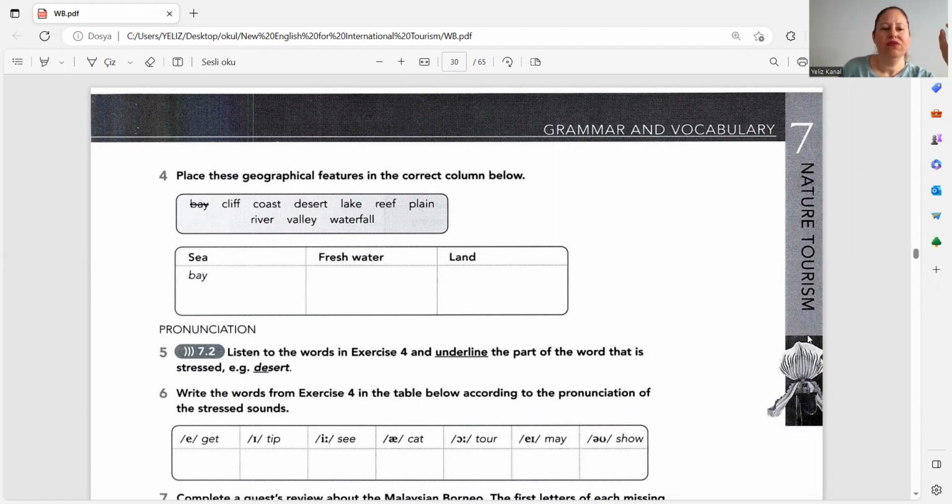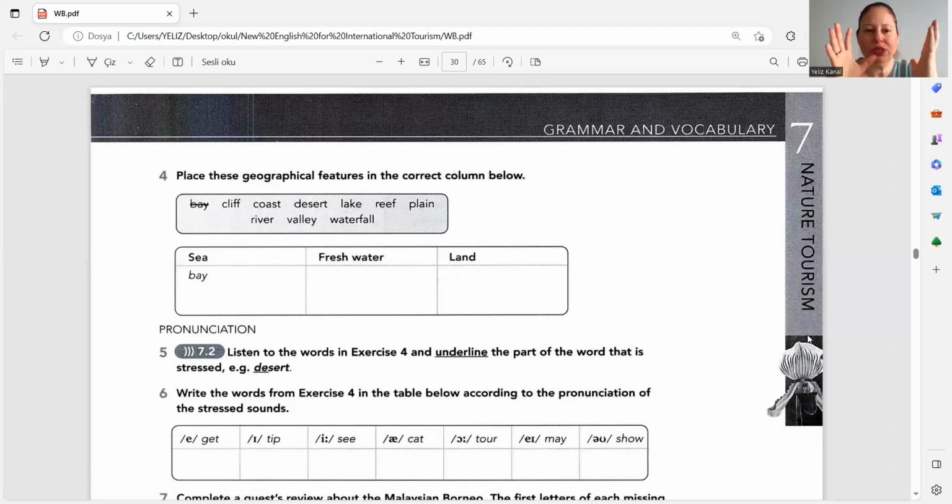Okay, for sea category, what else can it be? Cliff, coast. Coast ne demekti arkadaşlar? Sahil demekti. So we can put it in the sea category. Okay, coast. We have desert, lake, reef, plain. Reef. What is reef arkadaşlar? Ne demek reef? Türkçe'de de rifler denir. Bu mercan kayalıkları falan gibi yapılara deniz içinde Türkçe'de de reef deniyor zaten. Reef can go to the sea category, right? Okay. I think that's it.